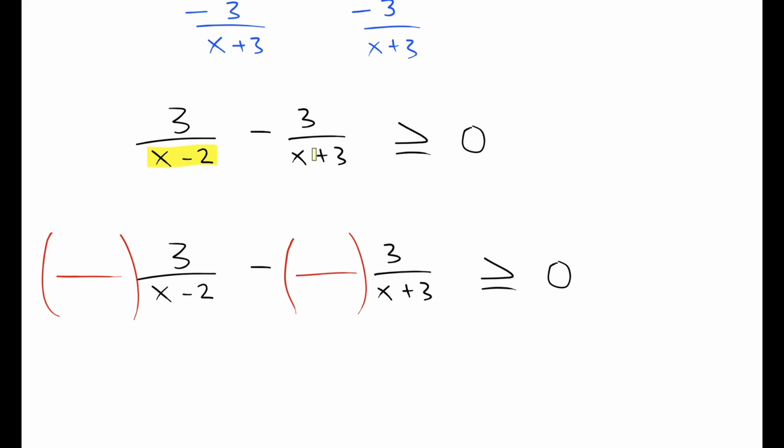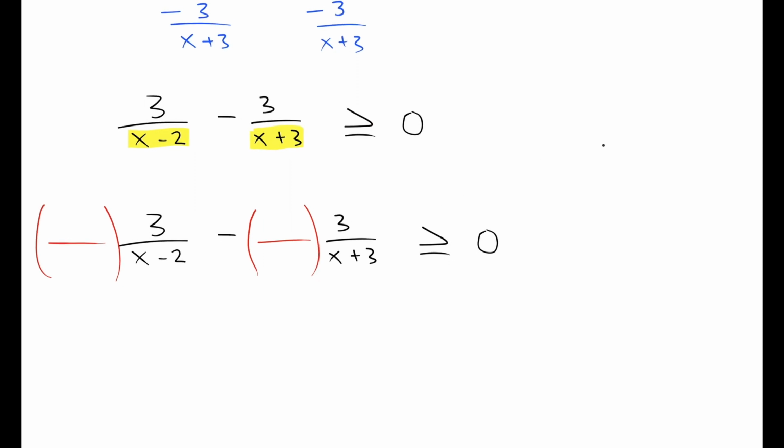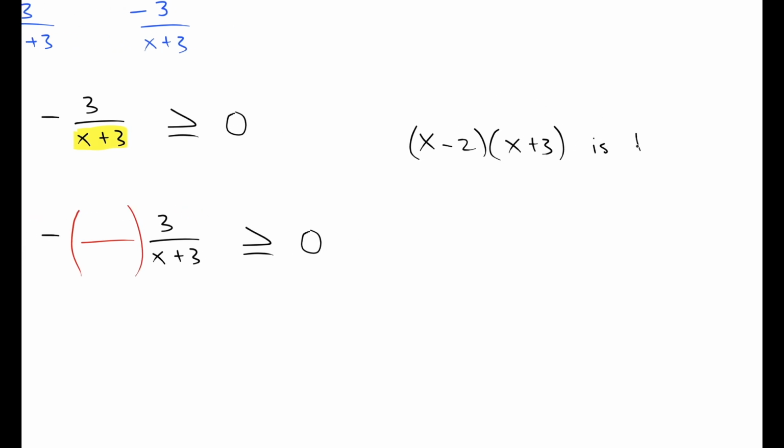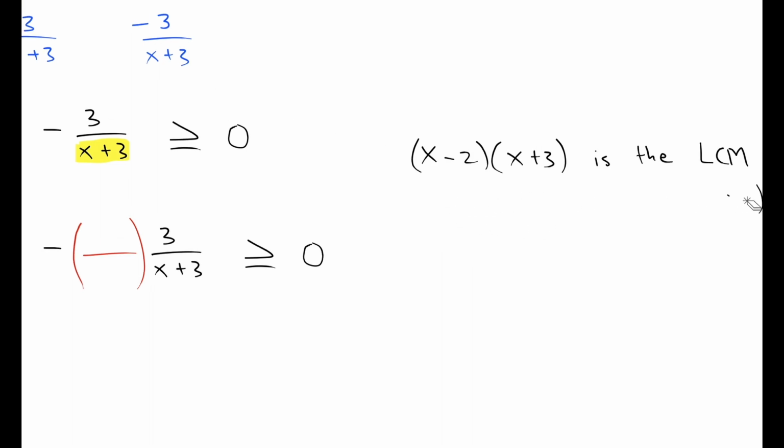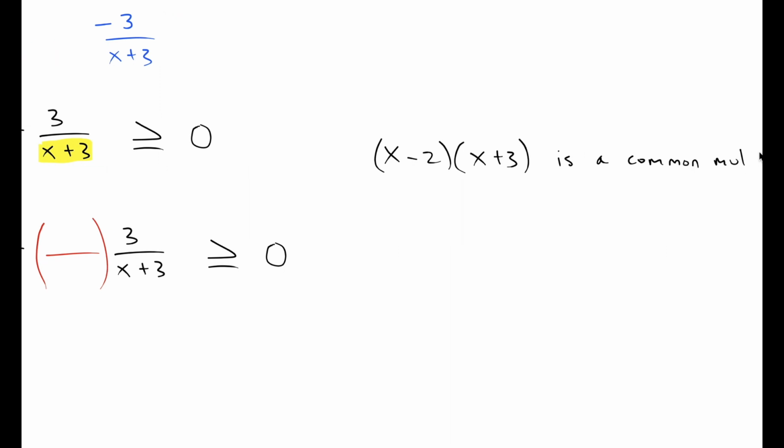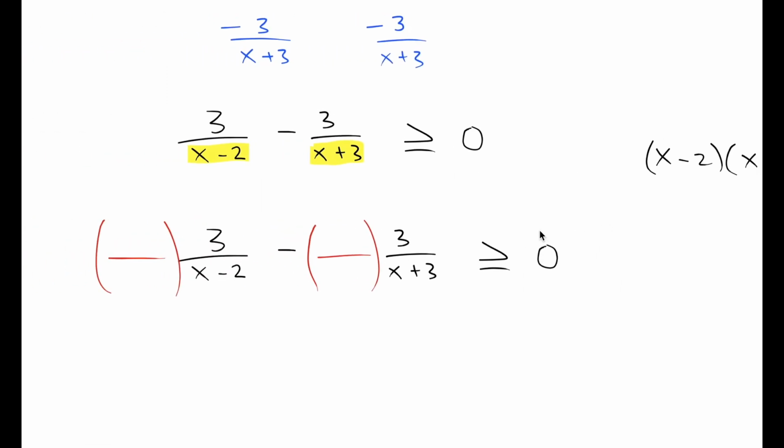Look at what the denominators are now and see how they're different and how they could become a denominator that would be a common multiple of the two. So what would be a common multiple of x minus 2 and x plus 3? Simply multiply the two together. This is going to be the LCM, least common multiple. It doesn't even have to be a least common multiple, but just a common multiple. Any common multiple is what we need. That's the easiest way to get it, though.